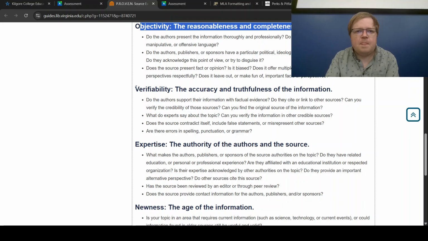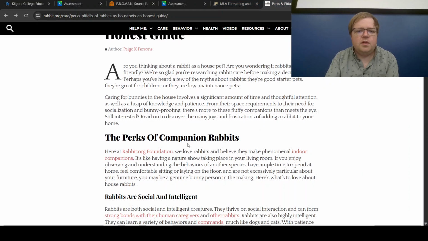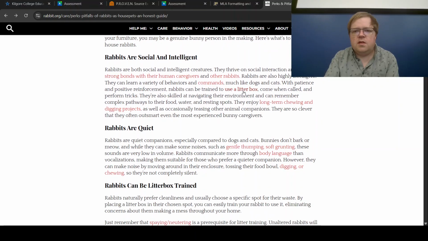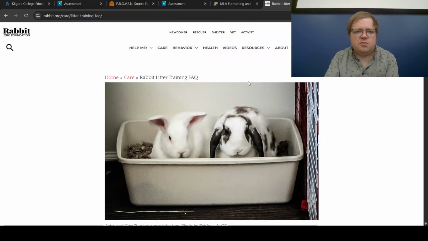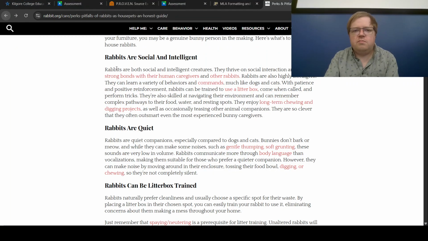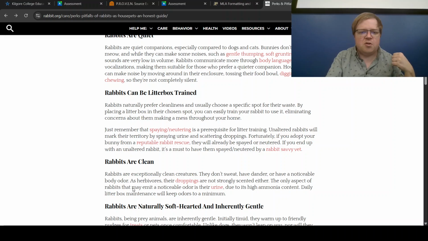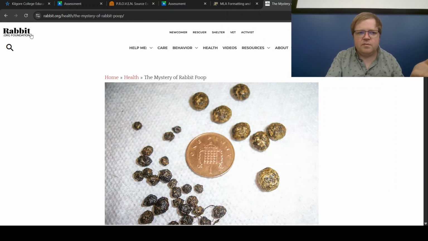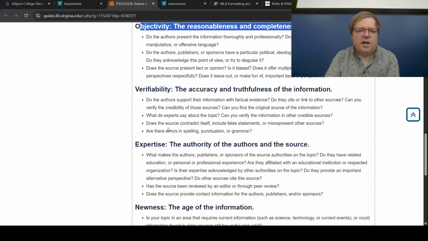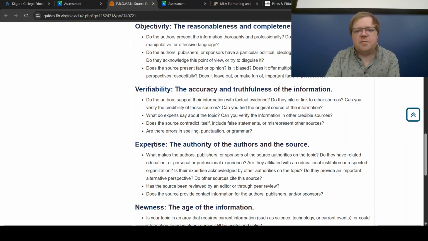So verifiability, she does have a lot of sources on here that you can see. However, most of these sources do go back to the same organization, rabbit.org, which means they are coming from the same source that's producing them. So that's both good and bad. There are a lot of sources here, but most of them are from this website. I don't have to have all of these be perfect, though. I just, for this assignment, need to be honest about whether they are good sources or not.